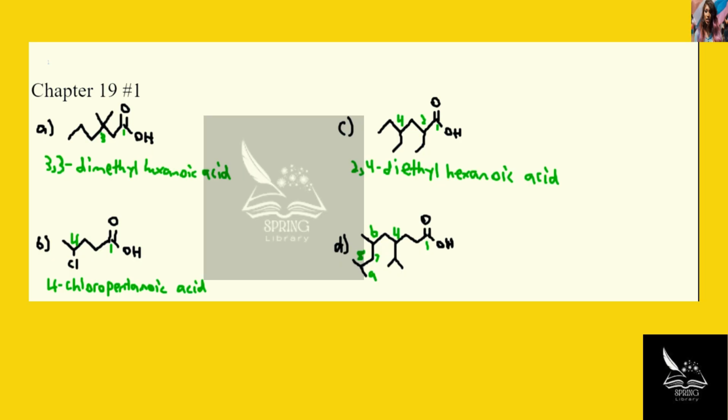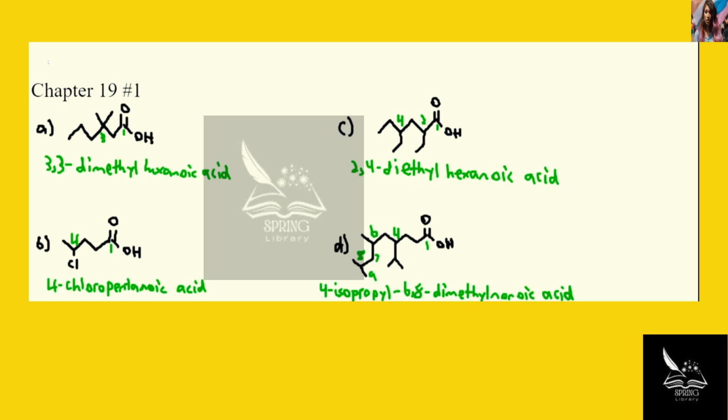a nonanoic acid, so a 9-carbon acid, and it's going to be dimethyl, so 6,8-dimethyl, and then remember we put the substituents in alphabetical order, so this is going to be 4-isopropyl, 6,8-dimethyl nonanoic acid. Okay, and so that's the answer here.